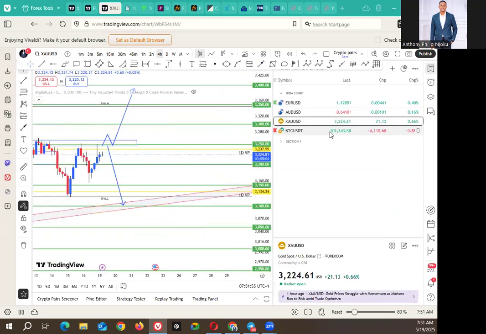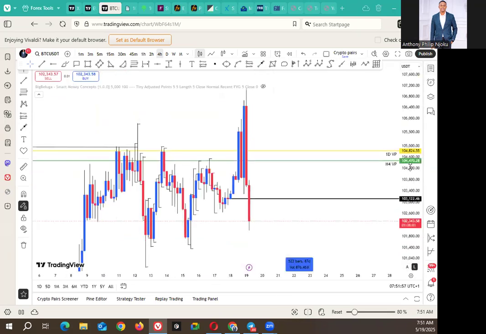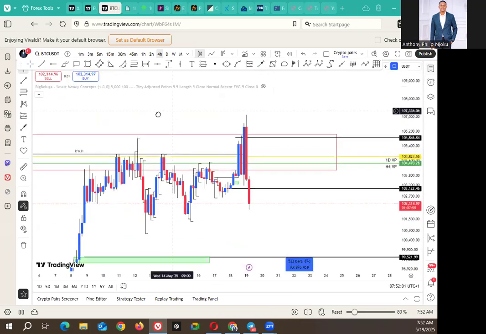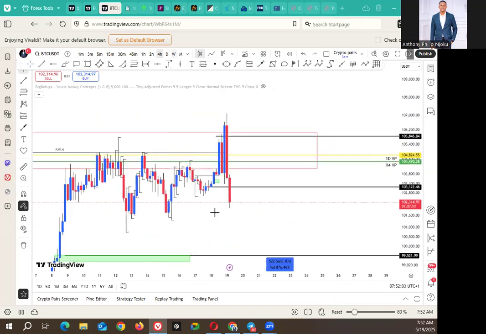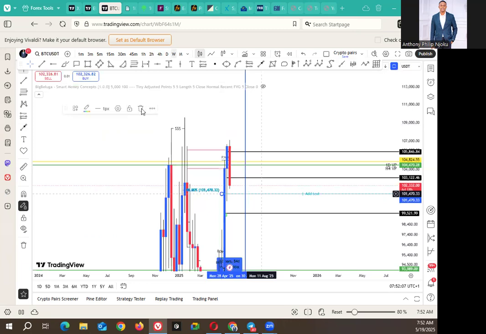Then the last release, which is Bitcoin. So this is Bitcoin now. For Bitcoin, we start on the weekly time frame. Let's go to the weekly time frame and let's update the previous week high and previous week low.